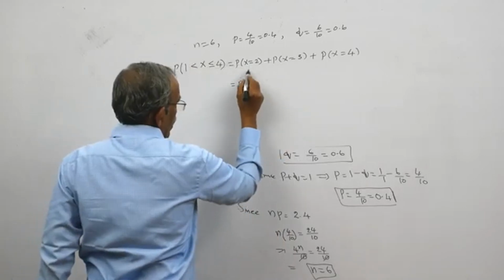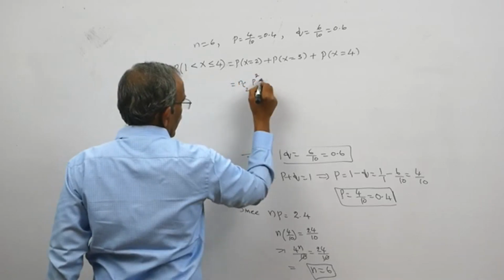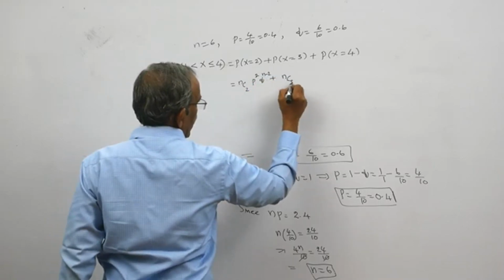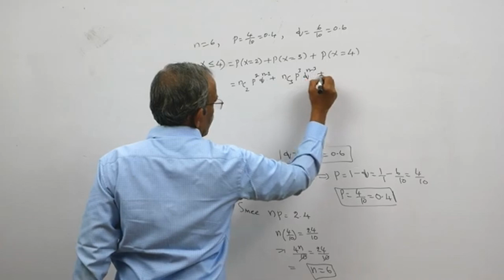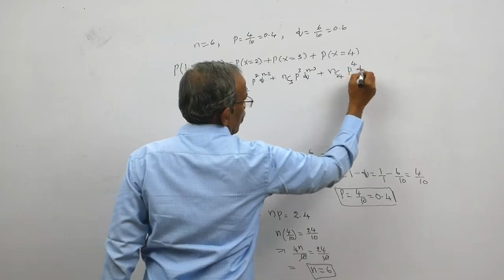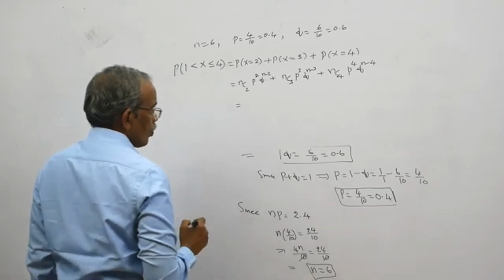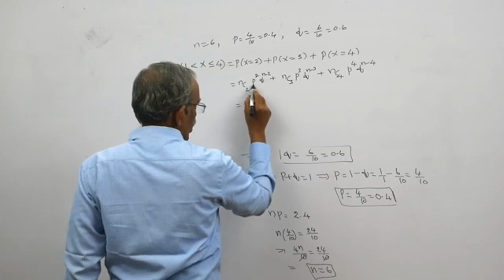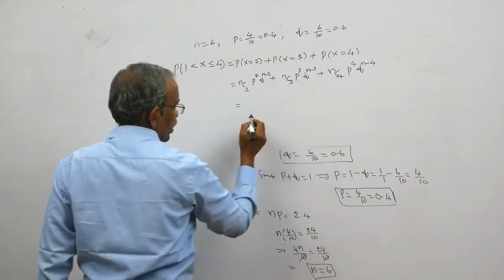Here the k value is 2, so nC2 p to the power k q to the power n minus k. P of x equal to 3 means nC3 p cube q to the power of n minus 3. P of x equal to 4 is nC4 p to the power of 4 q to the power of n minus 4. nC2 into p square into q power n minus 2. Here we get nC3 into p cube into q power n minus 3.